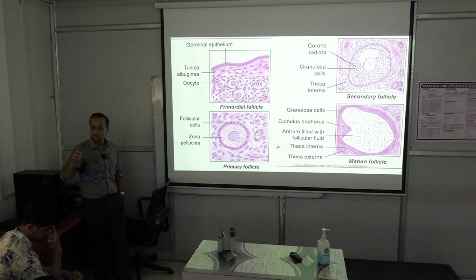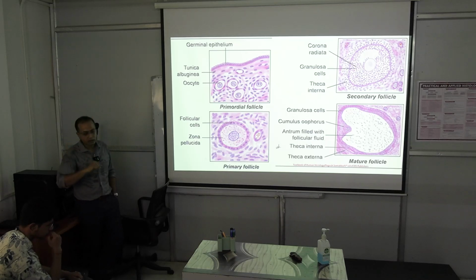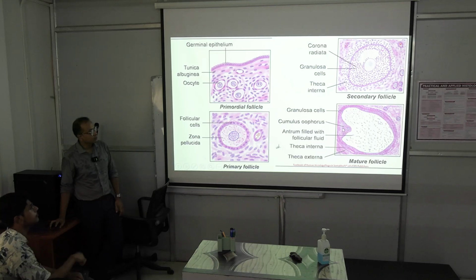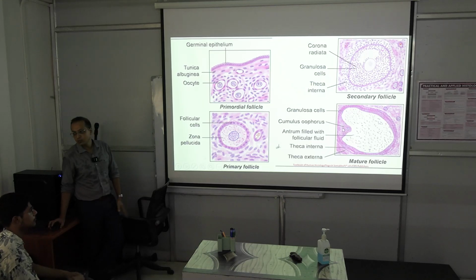Corona radiata is single or multiple layers of granulosa cells surrounding the developing primary oocyte, and a layer anchoring to this particular pole of the granulosa cells. We call them cumulus cells or cumulus oophorus, and it is filled up with this fluid.